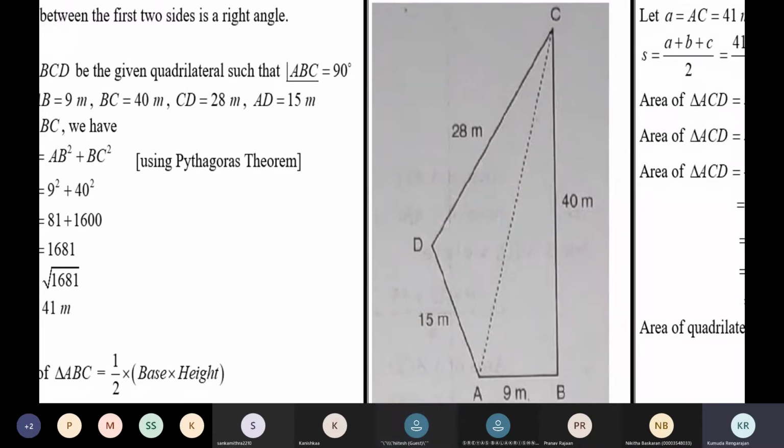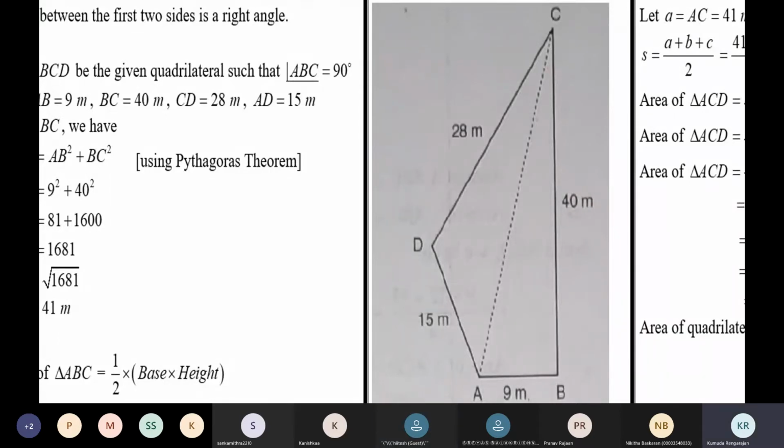Correct. Which is the base? 9 meters. Height? 40 meters, ma'am. So half into 9 into 40 will give you the area of the triangle ABC. Next, how do we find the area of triangle ADC?